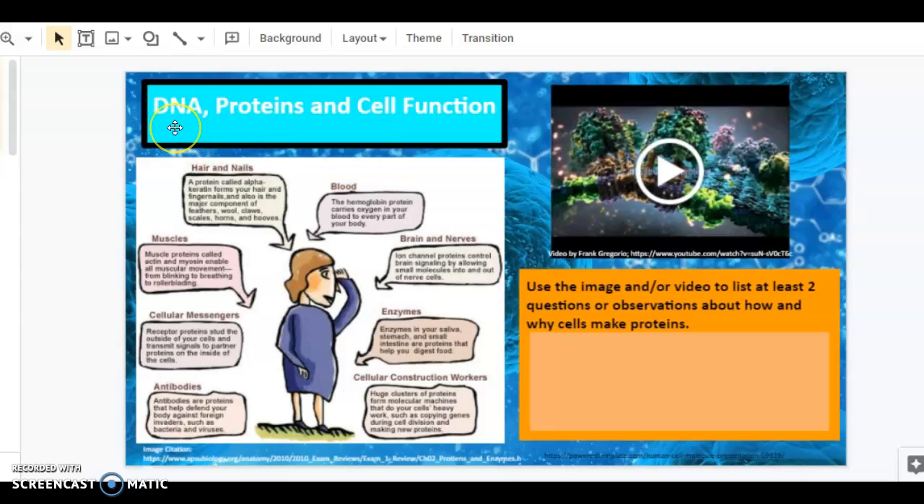The chemical with the code is DNA, deoxyribonucleic acid, which we have spent some time studying. And its code allows the cell the directions to put together the proteins the cell needs. And that's what we're going to study next. Make sure to note at least 2 questions or observations about how and why cells make proteins.